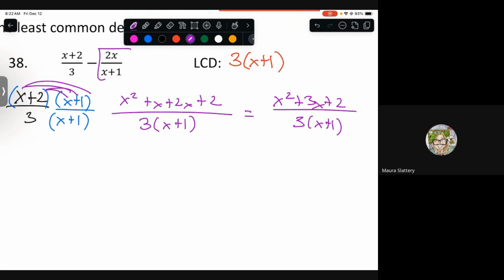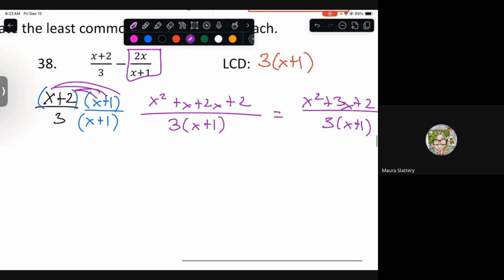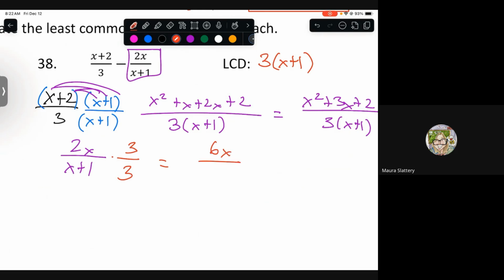Now I'm going to go ahead and deal with this fraction. So I've got 2x all over x plus 1. And he's really close to having the LCD. He just needs a 3. So I'm going to multiply the top and the bottom by 3. So I end up with 6x all over 3 times x plus 1.